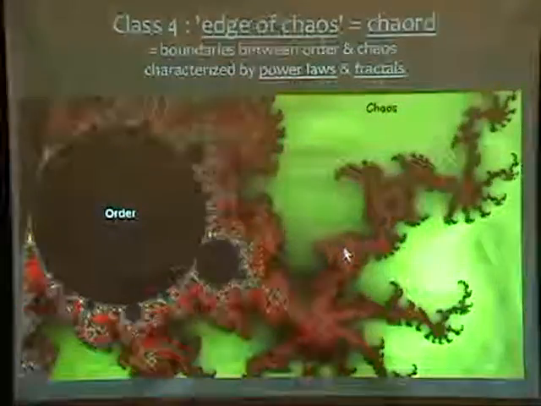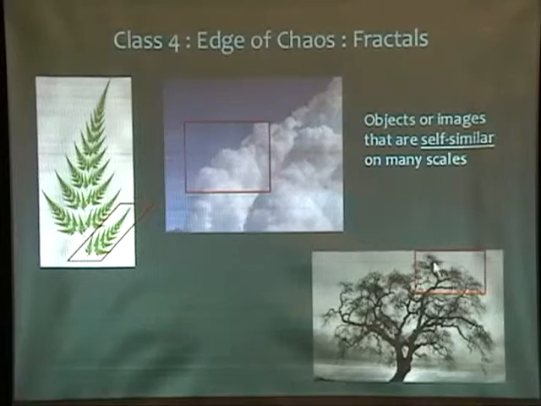Extremely complex. One of the characteristics of class 4 systems are called fractals, which I'll show you here in this next slide. Fractals are simply defined as objects or images that are self-similar on many scales. Now, translation into English, that means that the parts look like the whole, and the parts of the parts look like the whole, and the parts of the parts of the parts look like the whole. Self-similar on many scales.